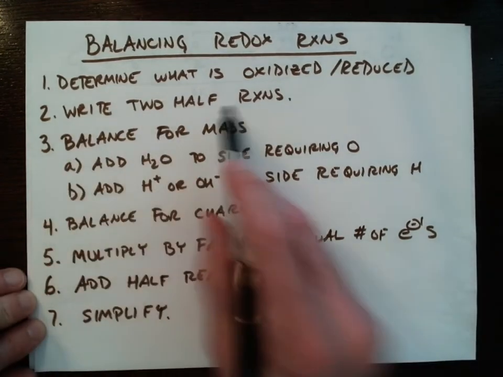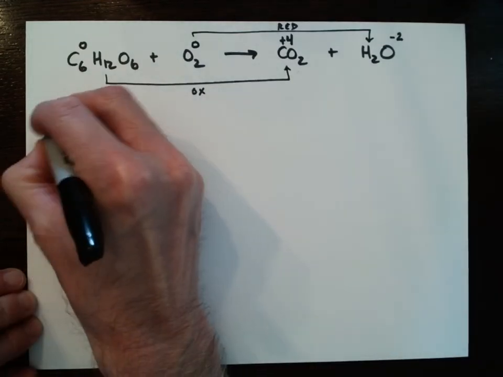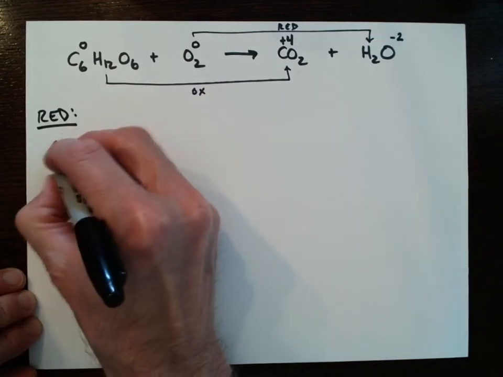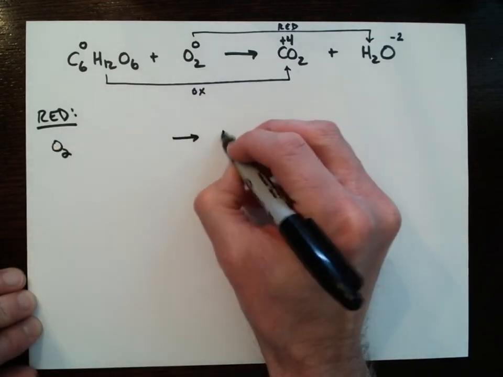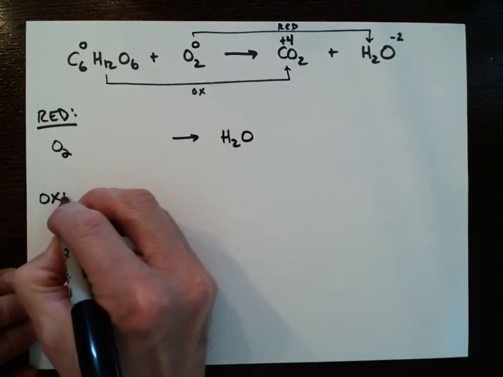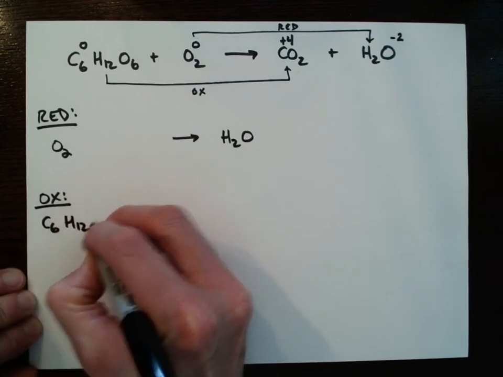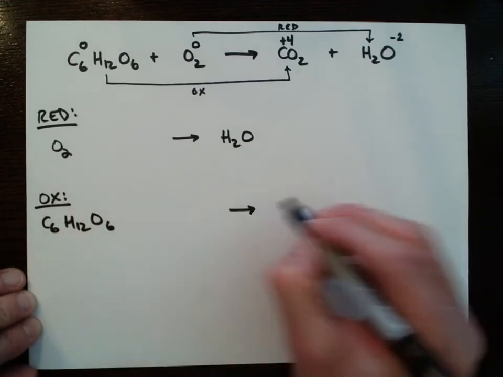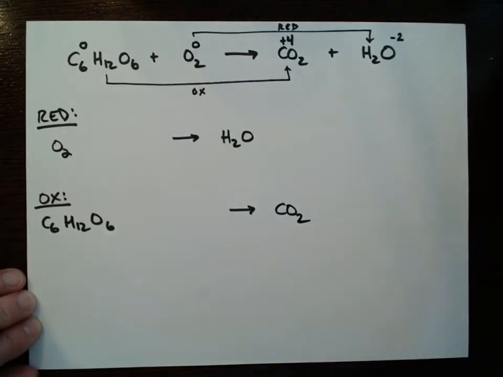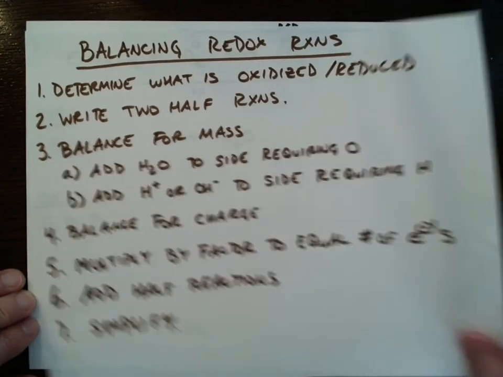I'm now going to write the 2 half reactions. So let's do that. Let's write the reduction first. That's going to be O2 going to H2O. All right? And then the oxidation, that's going to be C6H12O6 going to CO2. All right. Now I need to balance each for mass.